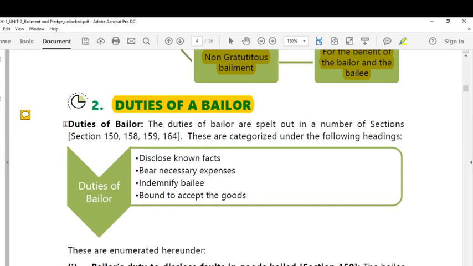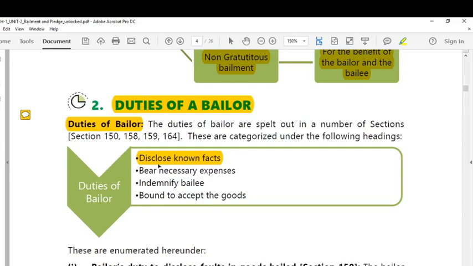So now we see first the duties of a bailor. The duties of a bailor are spelled out in a number of sections. These are categorized under the following headings. There are four headings. The first duty of a bailor is to disclose the known facts, the known facts about the goods he is delivering to the bailee. Whatever the bailor knows about the goods that he is delivering to the bailee, all those known facts should be disclosed to the bailee.